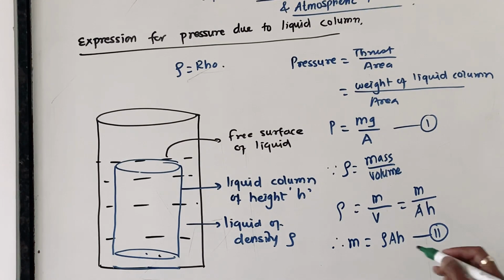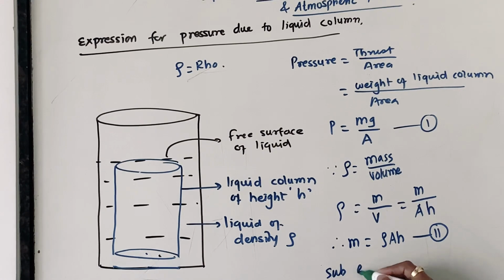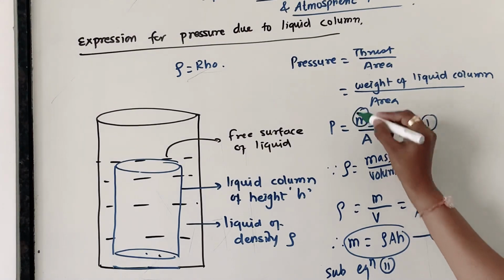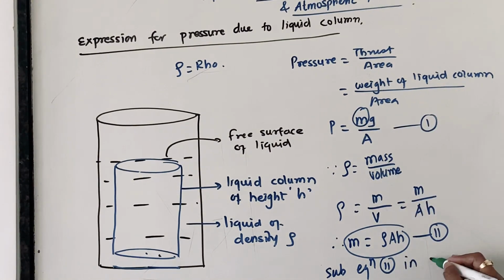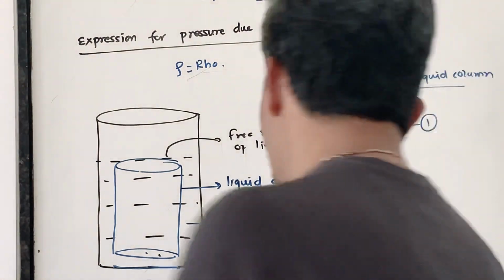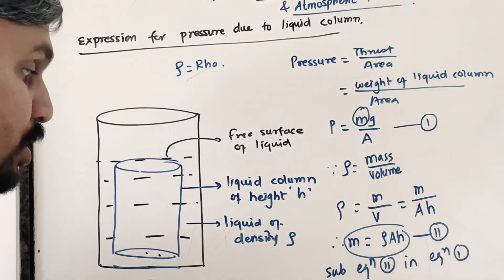Now I will substitute equation 2 into equation 1. So P is equal to, instead of m, rho A h g upon A. A cancels. So I can write P is equal to h rho g. This part is very important. Now what is P over here? It is the pressure due to liquid column.